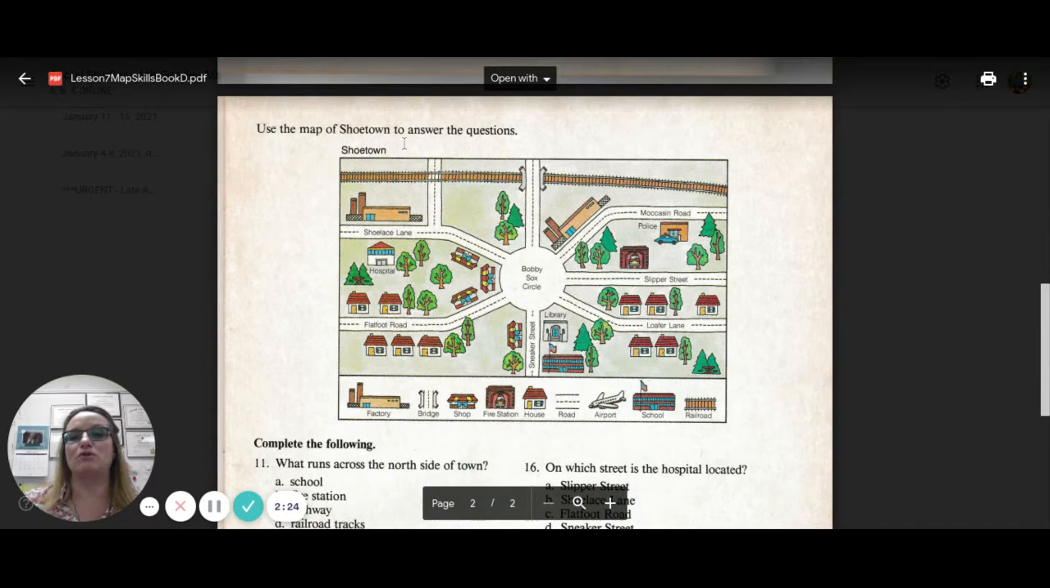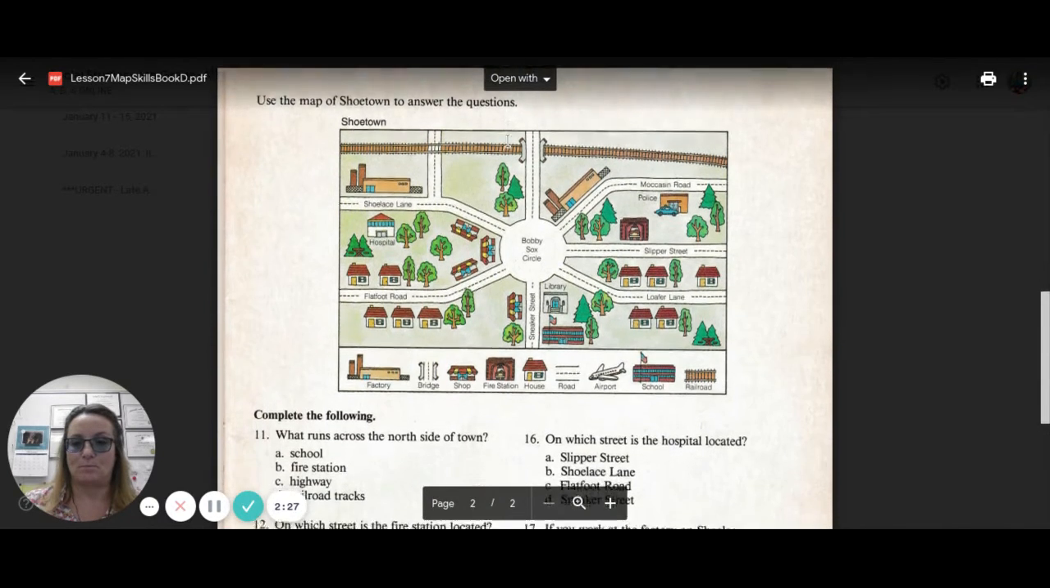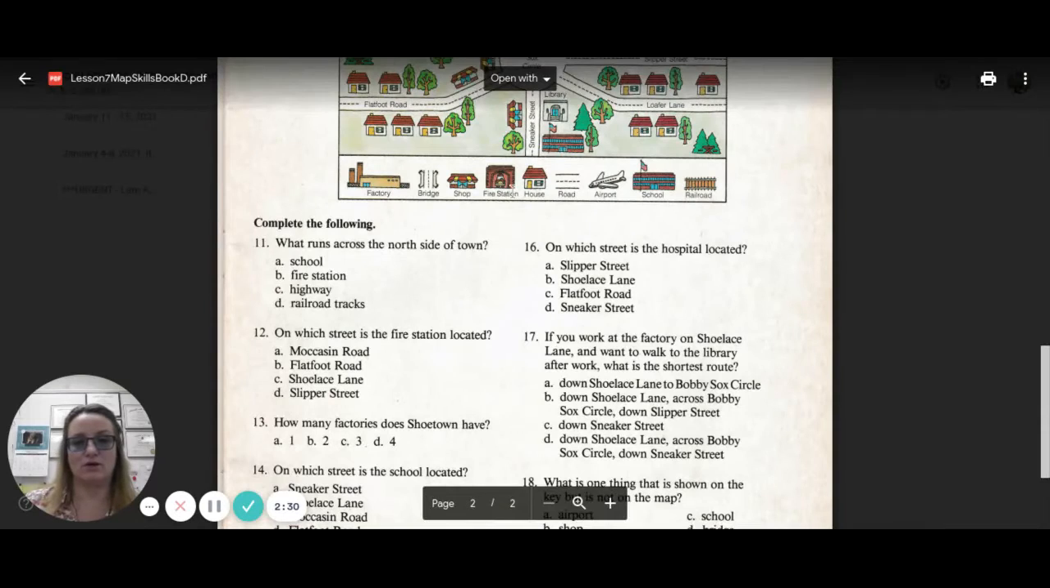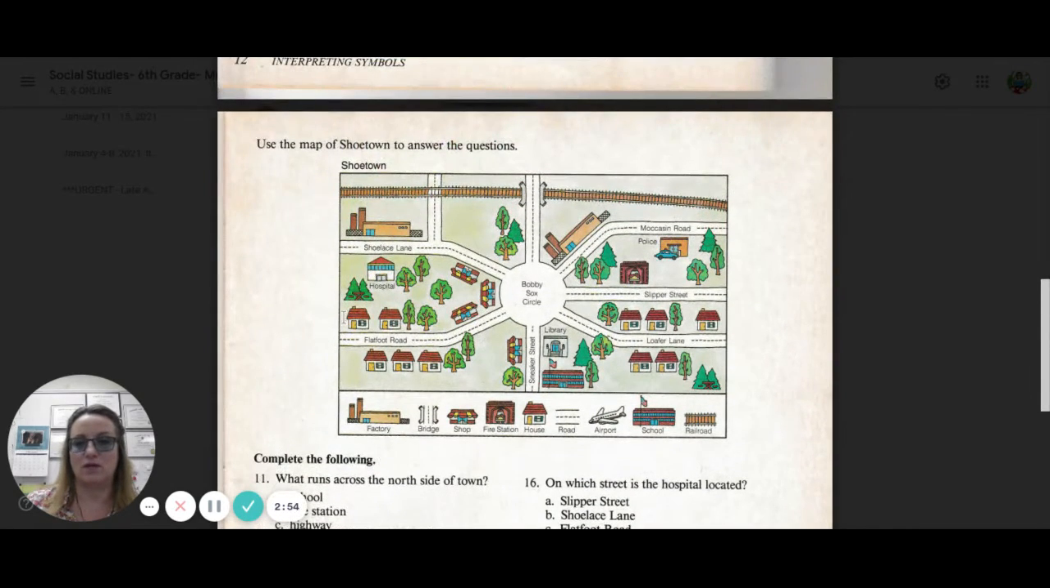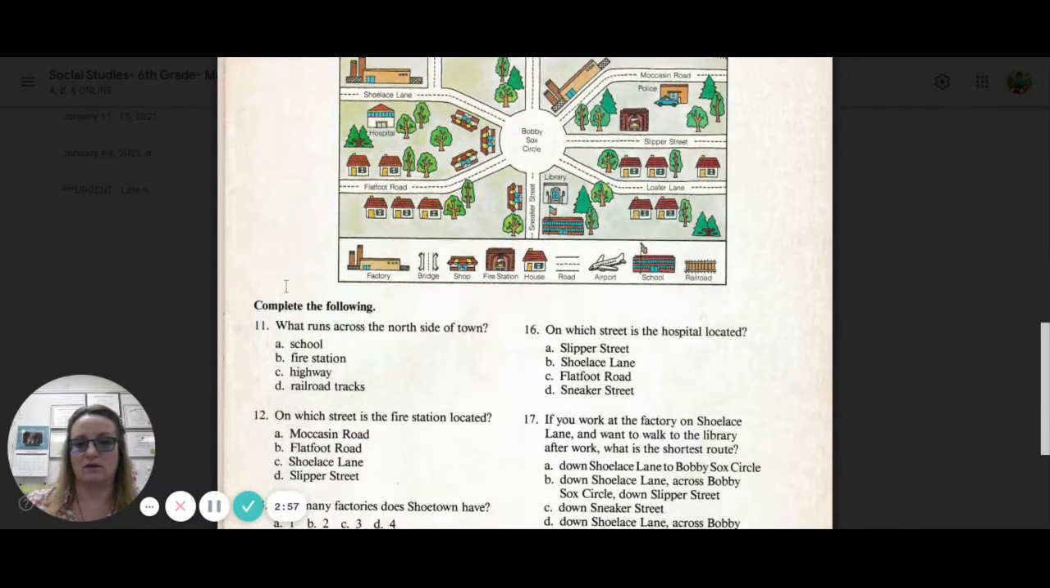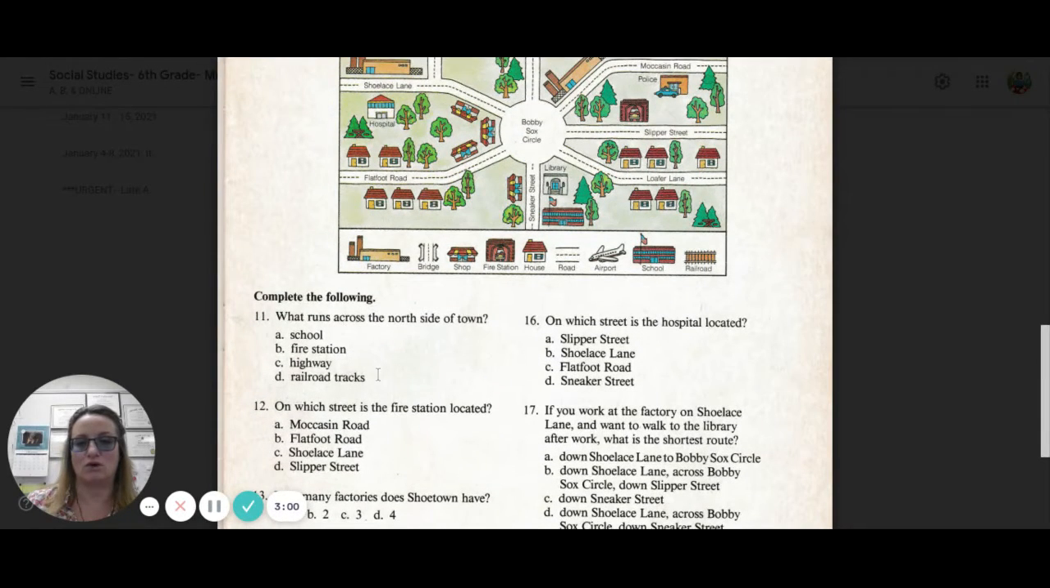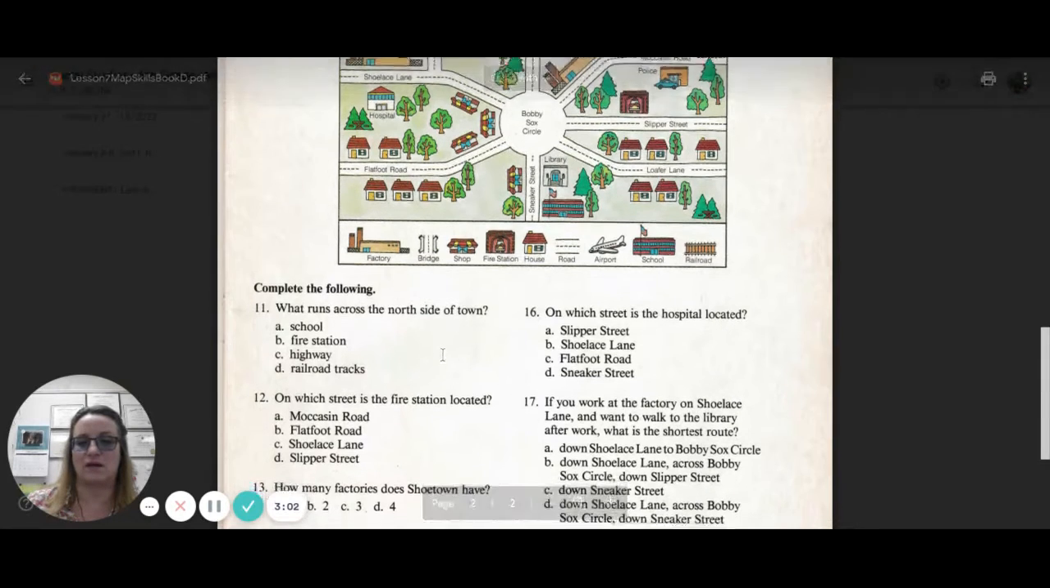It says use the map of Shoetown to answer the questions. So here is our map key here. It's telling what all these different symbols stand for. Number 11, what runs across the north side of town? It's either A, a school, B, a fire station, C, a highway, or D, railroad tracks. So what runs across the north side of town? So you look at the north side, and you write the letter A, B, C, or D, depending on which one runs across the north side of town.